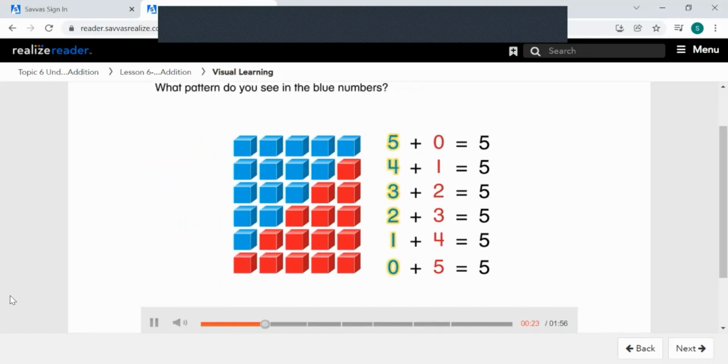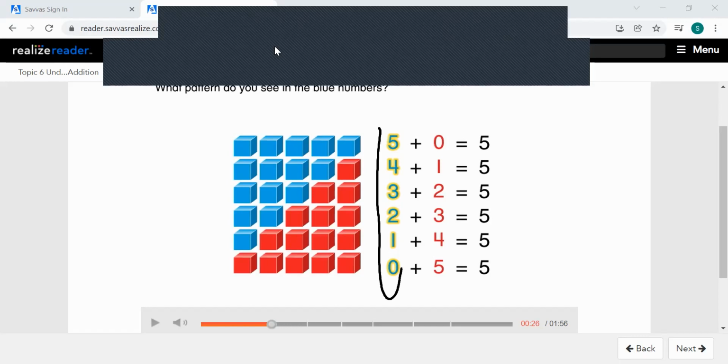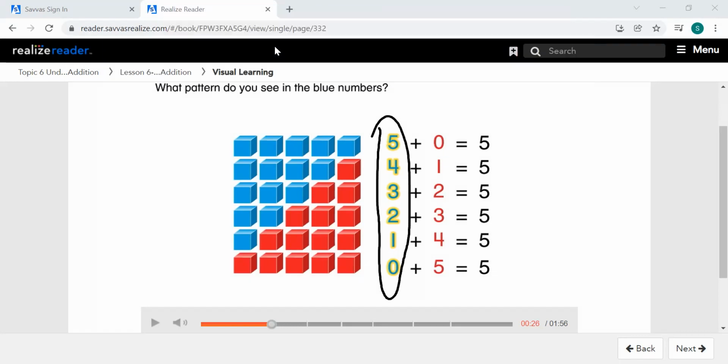What pattern do you see in the blue numbers? Okay, so let's look at these blue numbers here. What patterns do you see? What do you see here? We see that the numbers go 5, 4, 3, 2, 1, 0. The numbers are going down by 1.